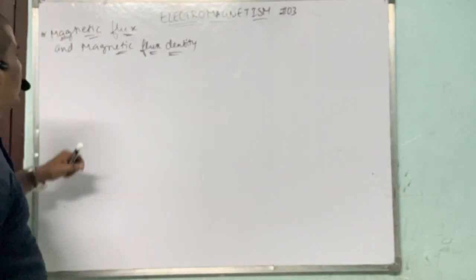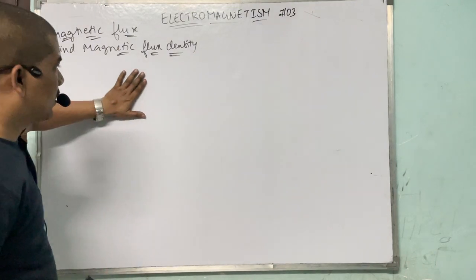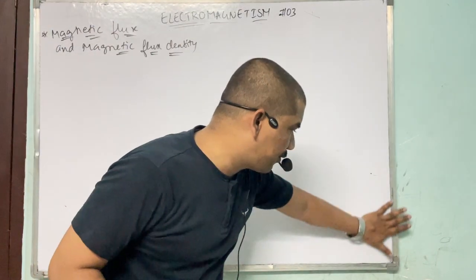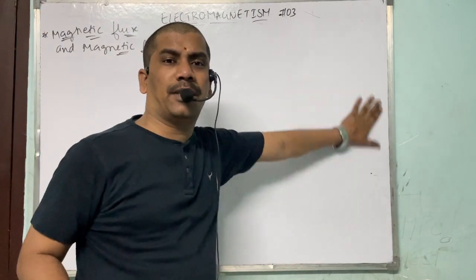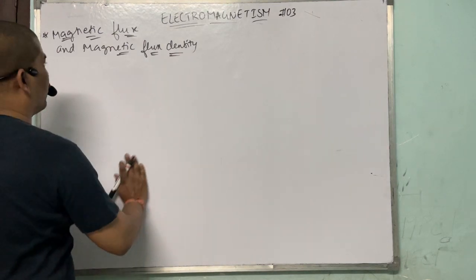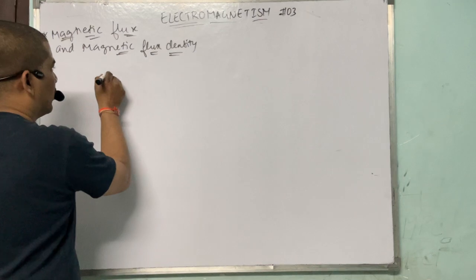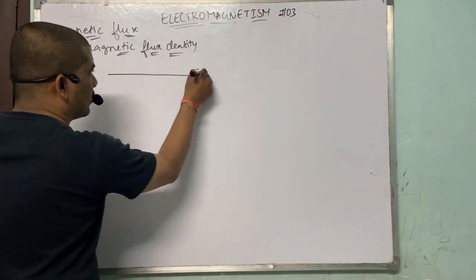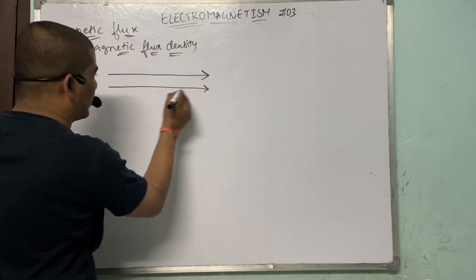See, for this we have to assume that the field is a uniform field. We just now read uniform and non-uniform field. So we assume that here the field is a uniform field. See, a uniform field will be like this. These are magnetic field lines. I'm drawing some field lines here.